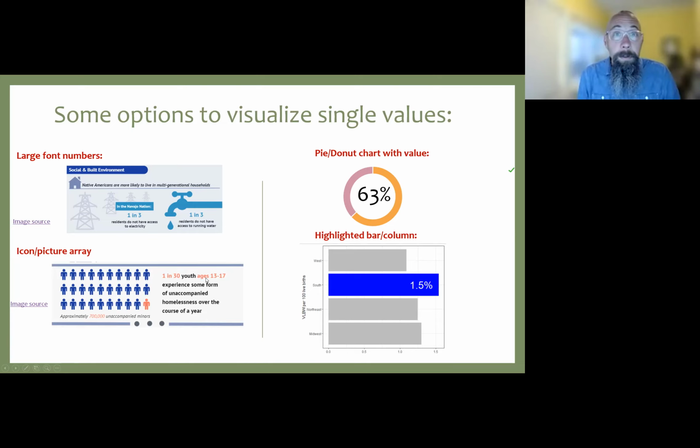You can also report a number through something like, this is sometimes called a waffle plot because of the grid, or it's also called an icon or picture array, where you represent the total population or the total number of people at risk in one color, and then you show the number of people that you're focusing on. 1 in 30 youth, ages 13 to 17, experience some form of unaccompanied homelessness over the course of a year, right? So we can see this relative importance of this number.